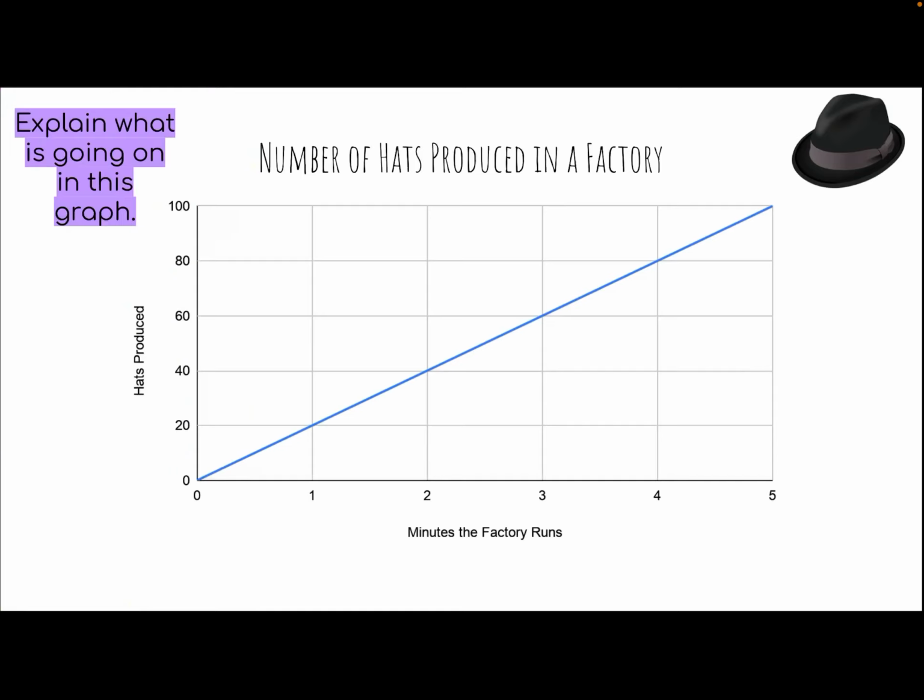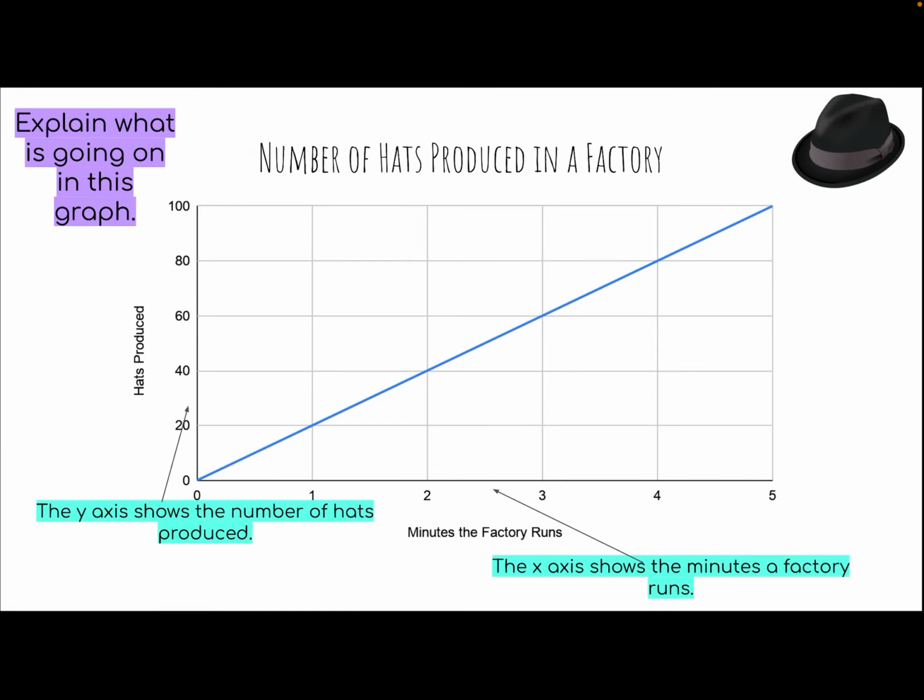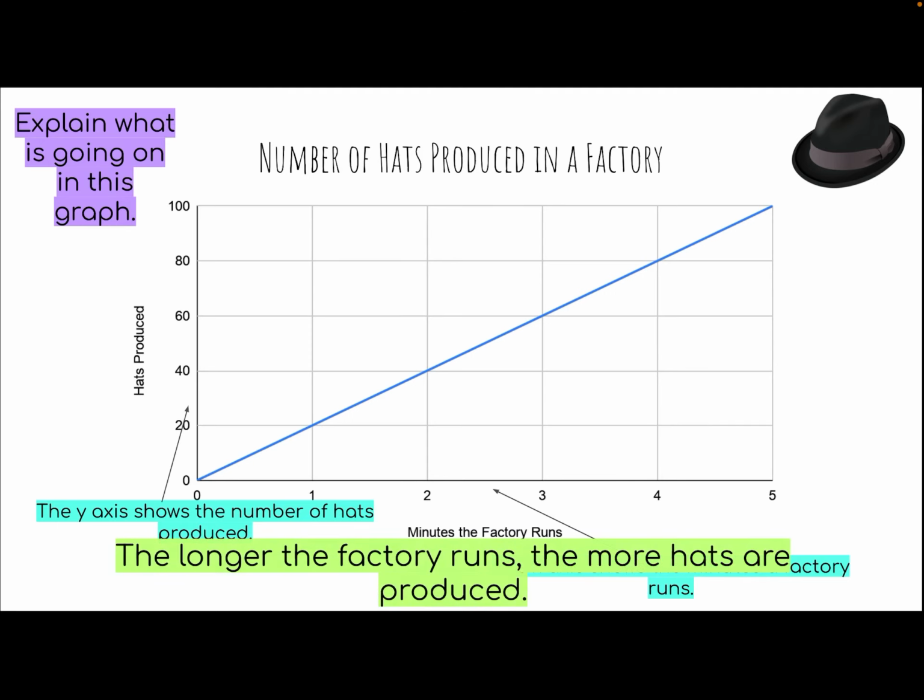The graph itself looks like it's going up and to the right, which means that as the number of minutes the factory runs, the more hats produced. The longer the factory runs, the more hats are produced.